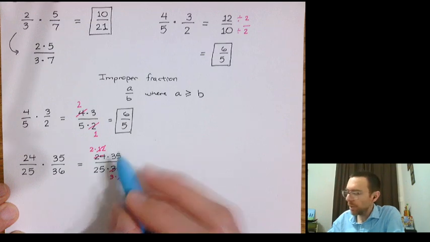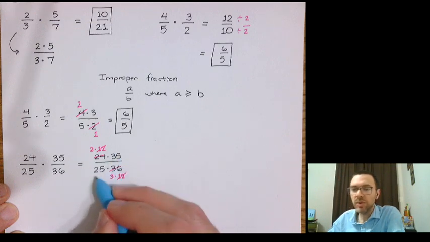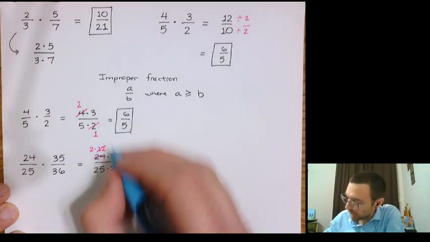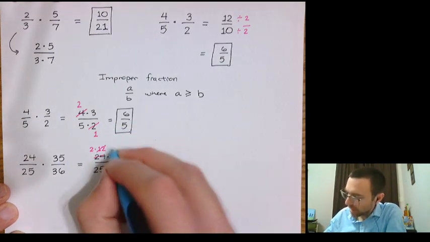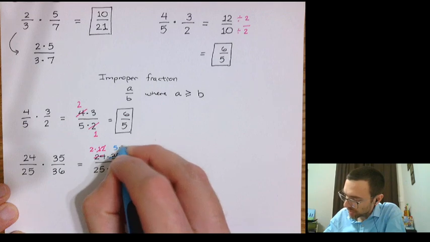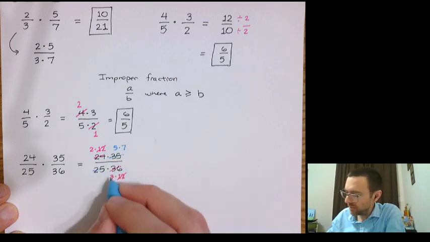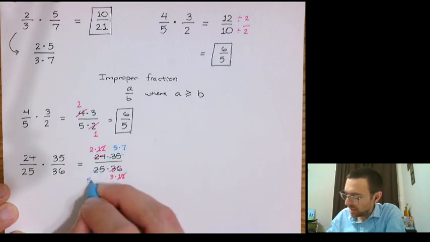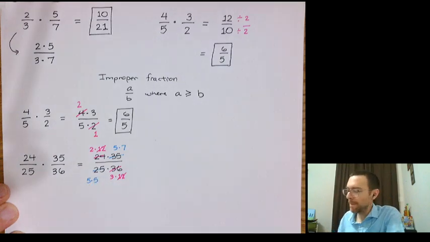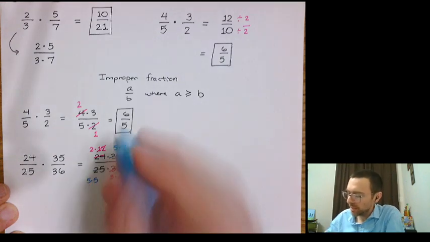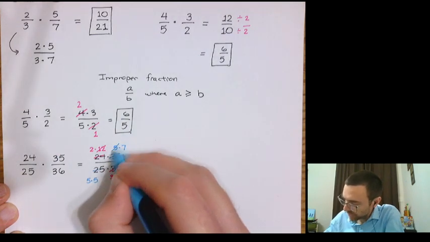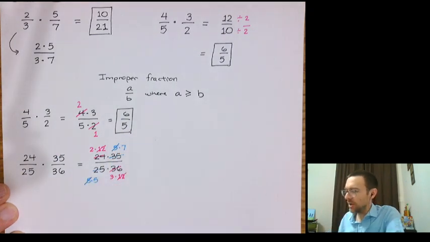Okay. What about 35? 35 and 25 have a common factor of 5, so we can reduce by that common factor. But first, let's rewrite it. 35 is 5 times 7, and 25 is 5 times 5. Okay, and so by writing it like this, we see there's a common factor of 5 that can reduce, so those guys are now gone.